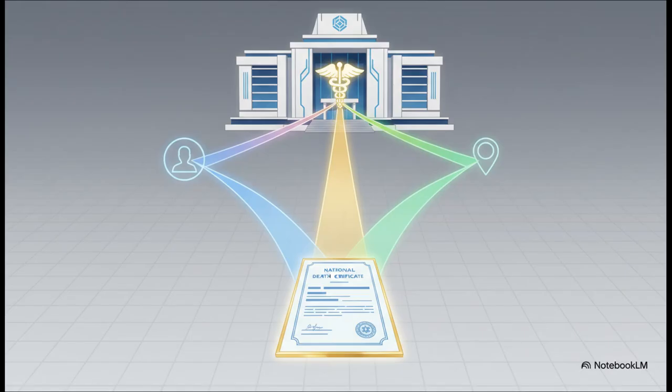So where does all this big picture data come from? Well, it starts with documents you might not think much about, like a death certificate. It is so much more than just a record that someone has passed away. It captures who died, where they died, and, most crucially, the medical reason why. And that one piece of information, when you multiply it by millions, is what lets organizations like the CDC track what's happening on a national scale.